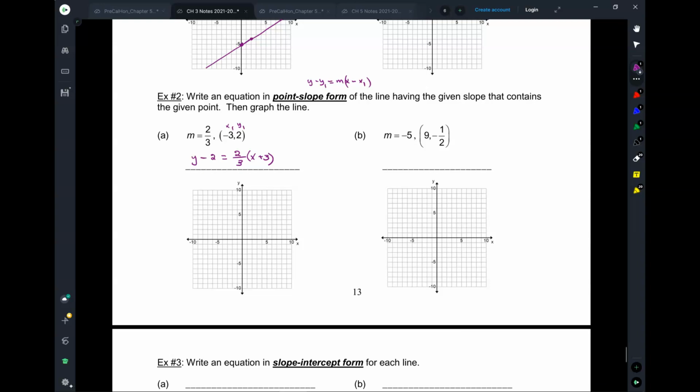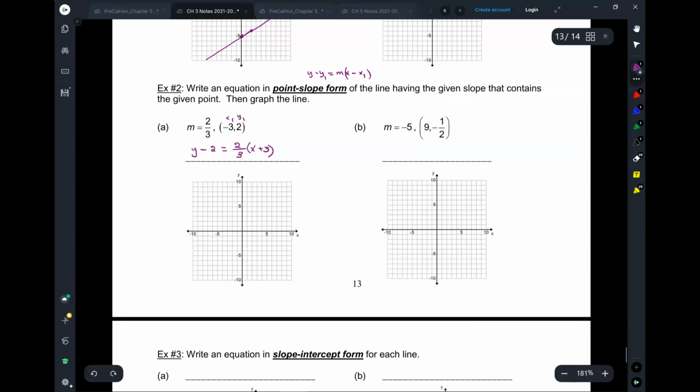So how do you graph this now? Well, same thing. Plug in the point, plot that point, (-3, 2), and then you have a slope up 2/3. Okay? You see that? Isn't that cute? Yeah?